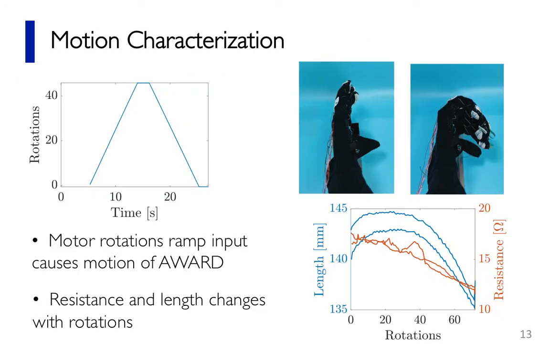To characterize the motion of a ward, a motor rotation ramp input was used with the motor rotations monotonically increasing and then decreasing. The resulting pictures on the right show the motion of a ward due to a similar input. The figure at the bottom right demonstrates that varying the rotations changes the length and the resistance of TSA strings and SCP strings.